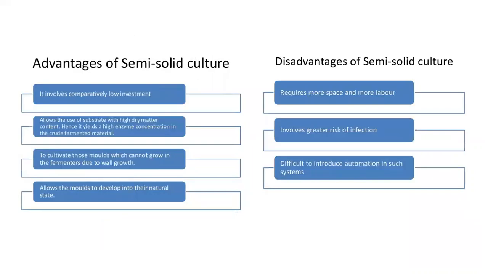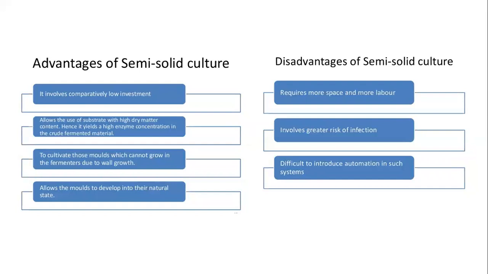The advantages of semi-solid cultures are that it involves comparatively low investment, that is, it is most beneficial for a pilot project, and it allows the use of substrate with high dry matter content, and hence the yield is higher. It can cultivate those molds which cannot grow in fermenters. They can easily grow on semi-solid media, which allows the molds to develop in their natural state.